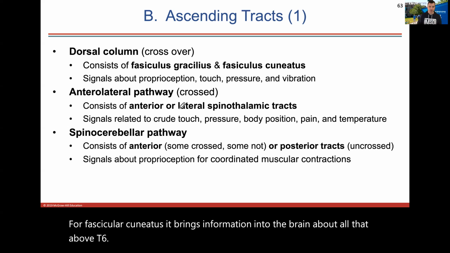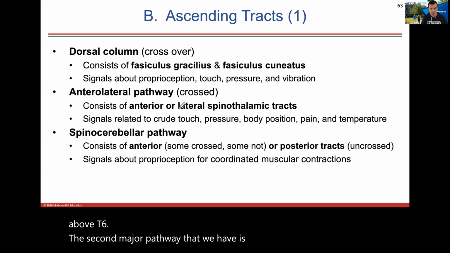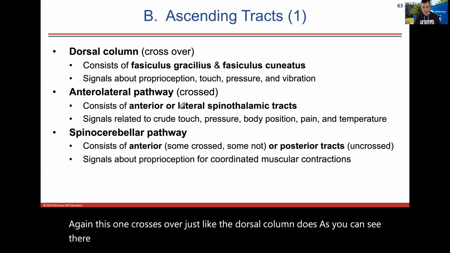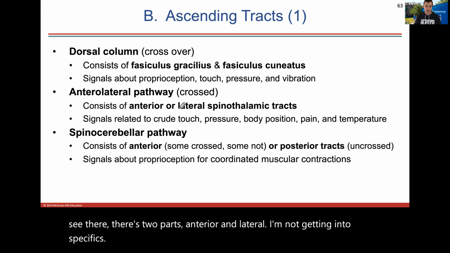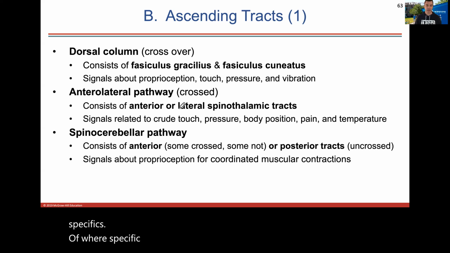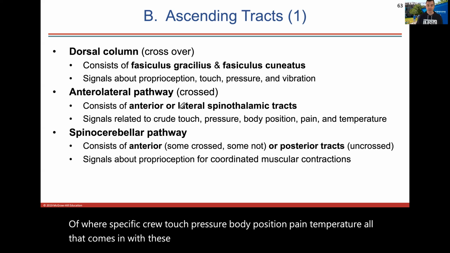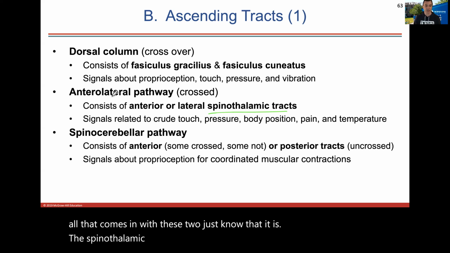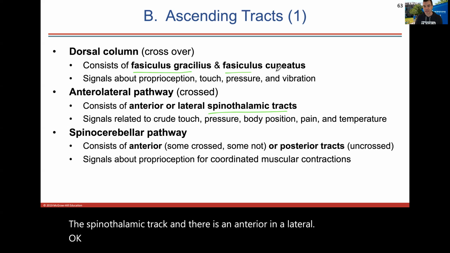The second major pathway that we have is the anterolateral. Again, this one crosses over just like the dorsal column does, as you can see there. There's two parts, anterior and lateral. I'm not getting into specifics of where specific crude touch, pressure, body position, pain, temperature, all that comes in with these two. Just know that it is the spinothalamic tract, and there's an anterior and a lateral. Okay, fasciculus gracilis, fasciculus cuneatus.